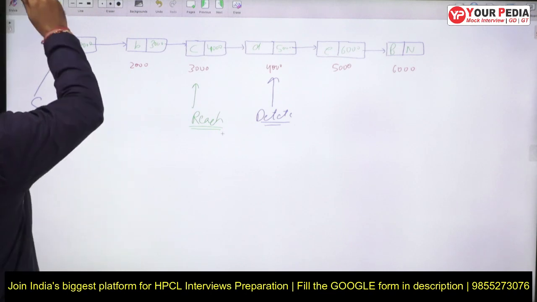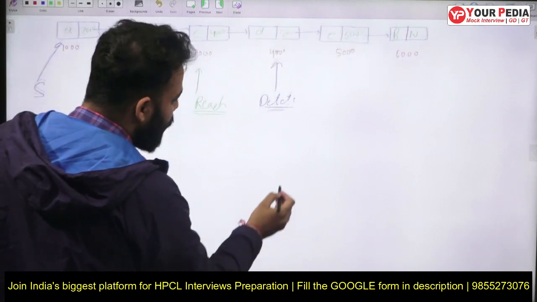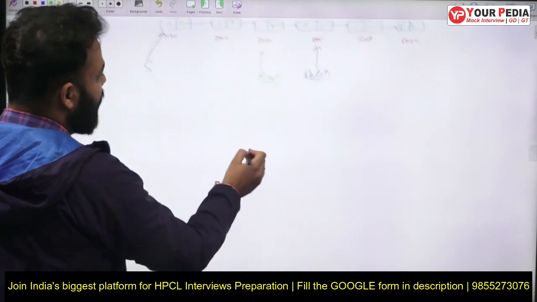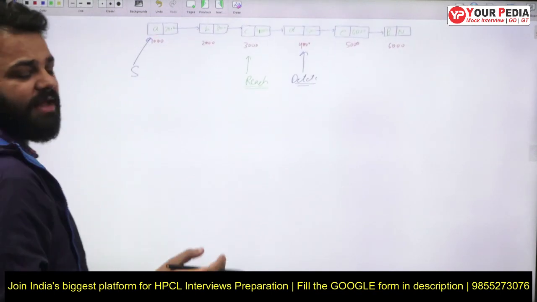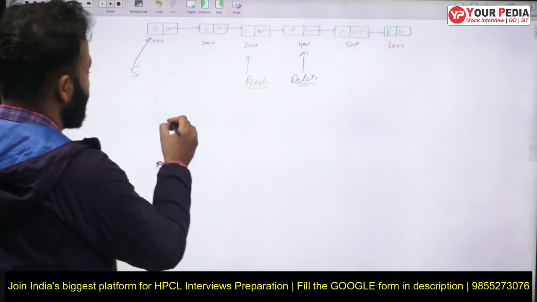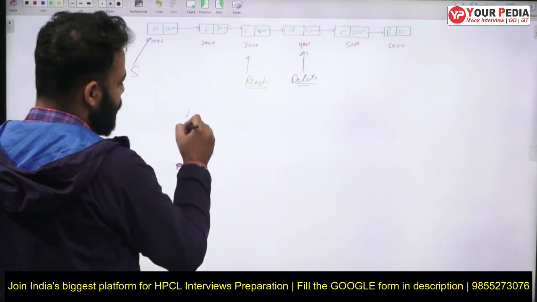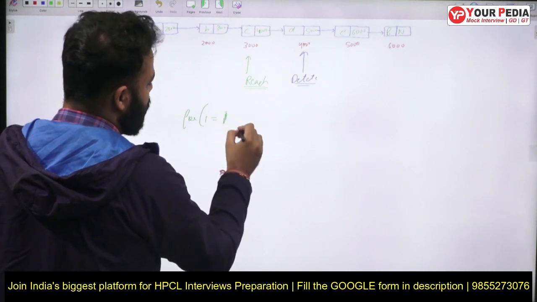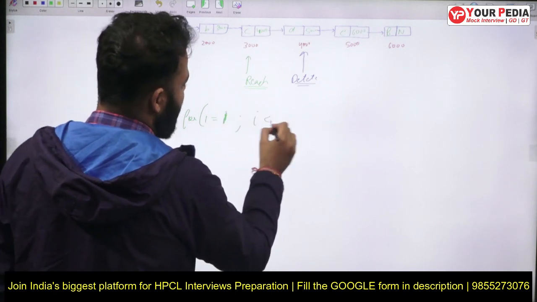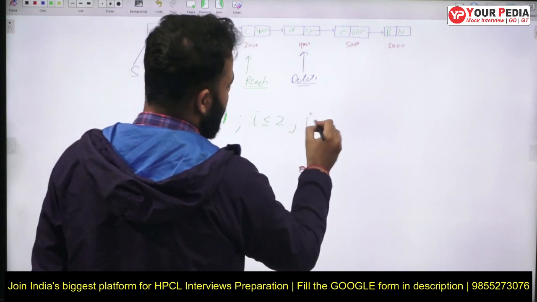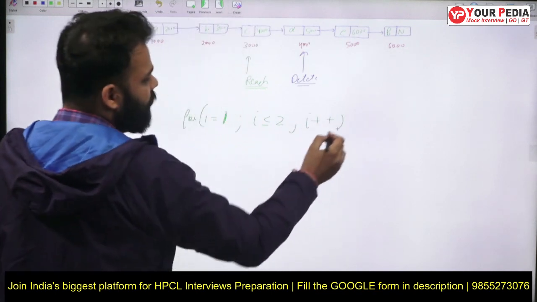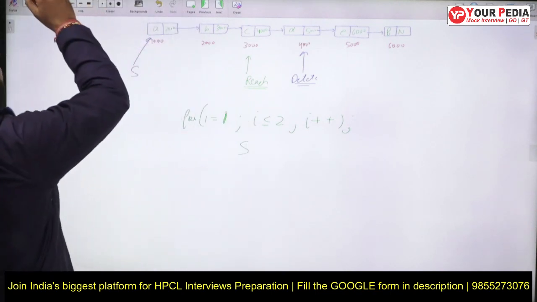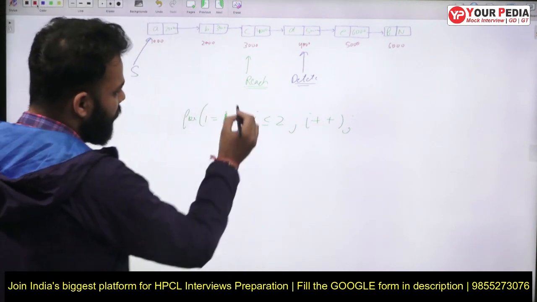They have only asked for the pseudo code. You have to give the pseudo code for this, not the entire code. You have to just tell them the algo. So first of all, the first thing that we will do is, for I equal to 1, I less than equal to 2, I plus plus. We will make 2 jumps here.